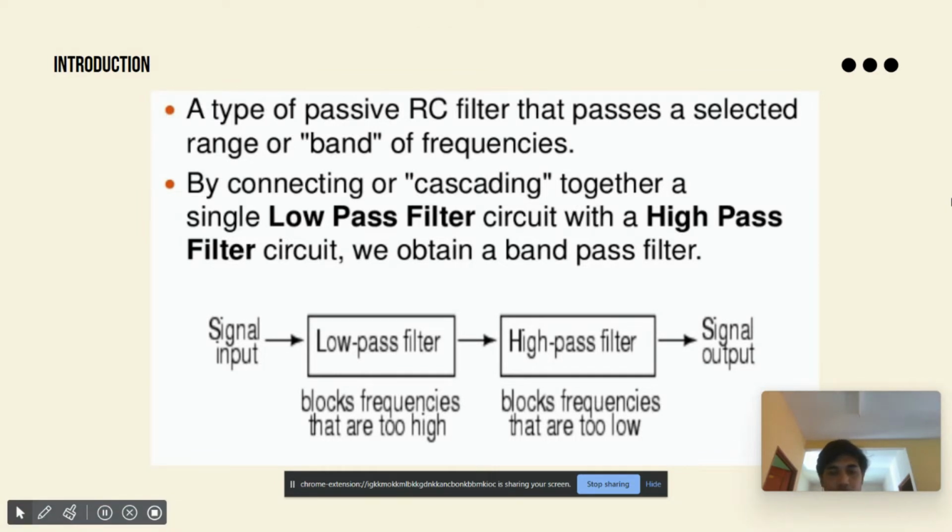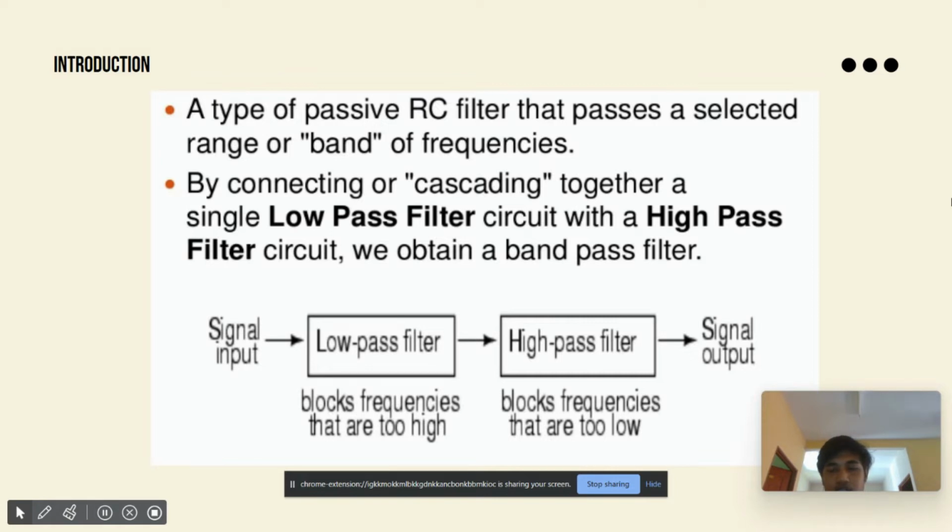So I will present about our project. We need to construct a 6-order bandpass filter, a type of passive RC filter that passes a selected range or band of frequency by cascading together a single low pass filter circuit with a high pass filter circuit. So we can obtain a band pass filter.